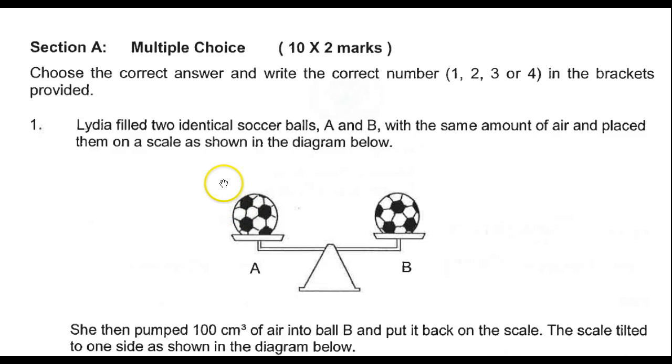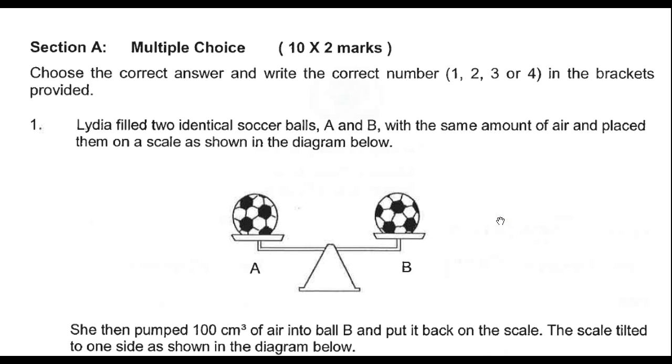Okay, for this built-in corrections for test 2 system and cycles, right? These two balls, developing soccer ball, are identical, which means the amount of air they are filled with is the same. That's why you have the weight which is the same.